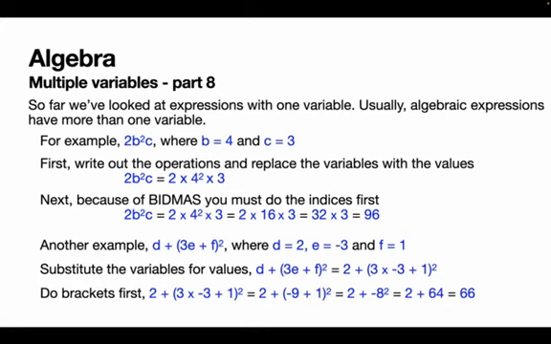Now, BIDMAS tells us we do the brackets first. And so 2 plus 3 times minus 3 plus 1, all squared. We do the brackets first. So that becomes 2 plus, open brackets, minus 9. So 3 times minus 3 is minus 9. Plus 1, close brackets, squared. So we've done the brackets. So next come the indices.